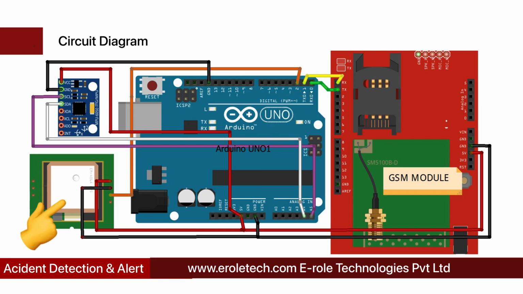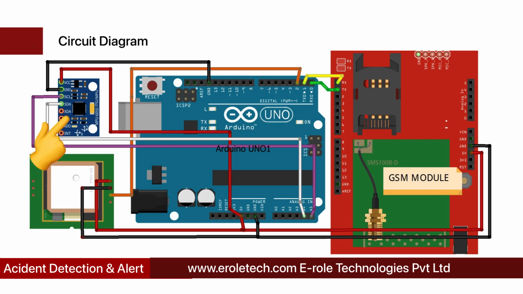Neo 6M GPS module has 3 main pins: VCC, ground, and TX. VCC pin is connected with the 5-volt pin of Arduino, and ground pin is connected with the ground pin of Arduino. TX pin of Neo 6M GPS module will transmit the data to the Arduino, so it will be connected with the RX pin of Arduino. We are using pin number 2 as another RX pin, so we will connect TX pin of GPS module with pin number 2 of Arduino.